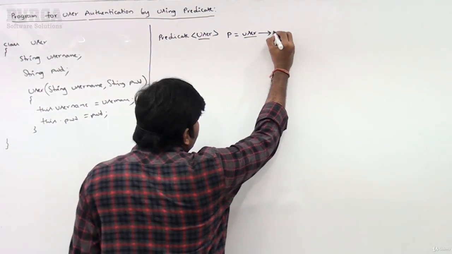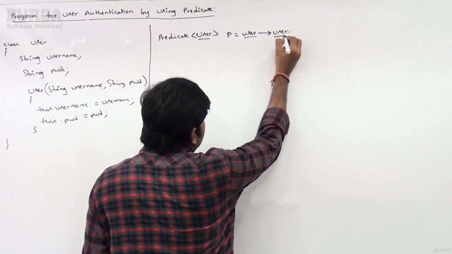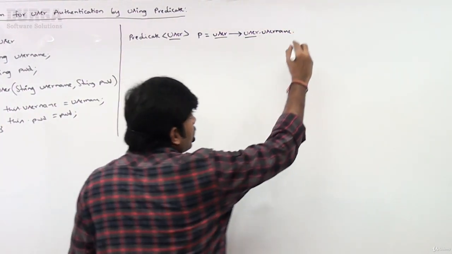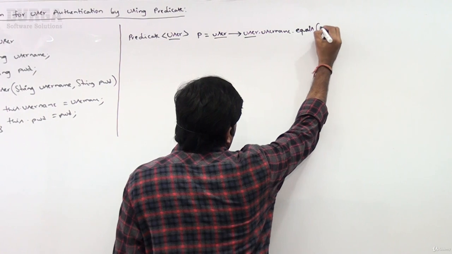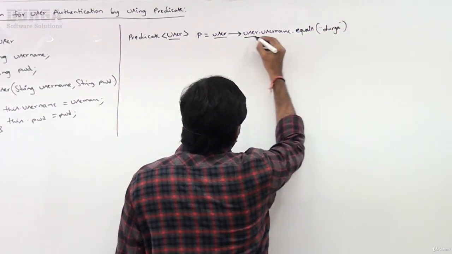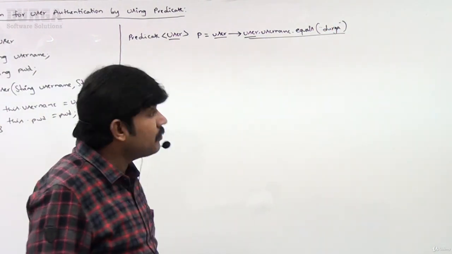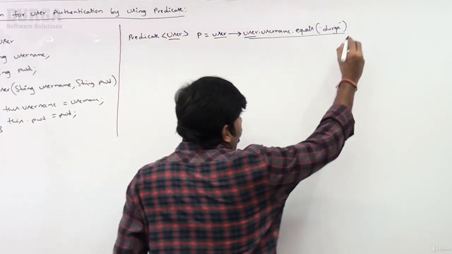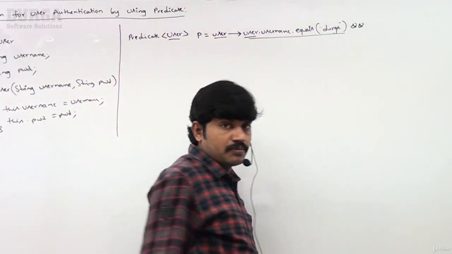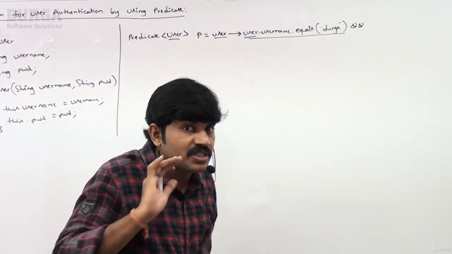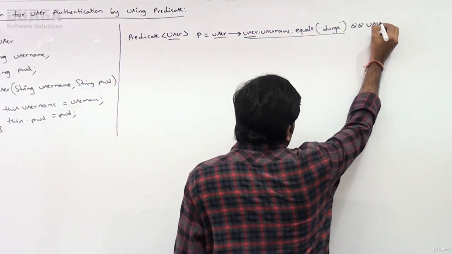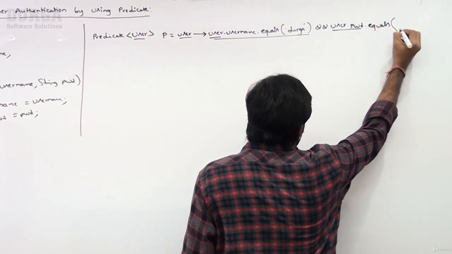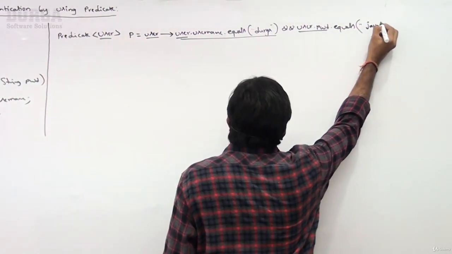Sir, how to check? Username should be dot equals of Durga. Compulsorily it should be dot equals of Durga. And, sir, username should be Durga and password should be Java. Okay, user dot password dot equals of Java, like this, right?